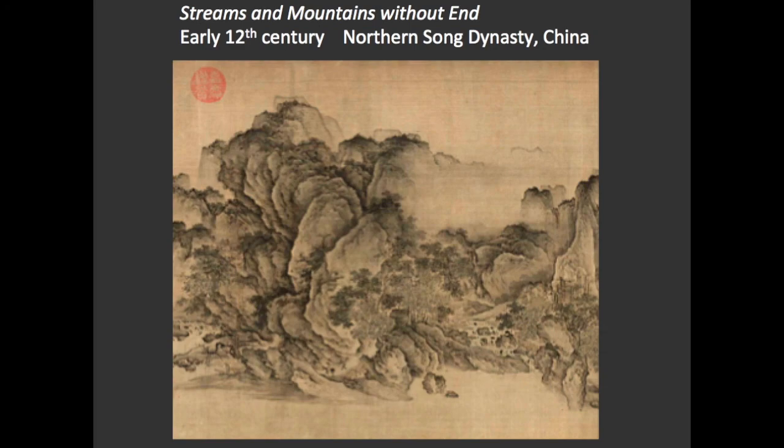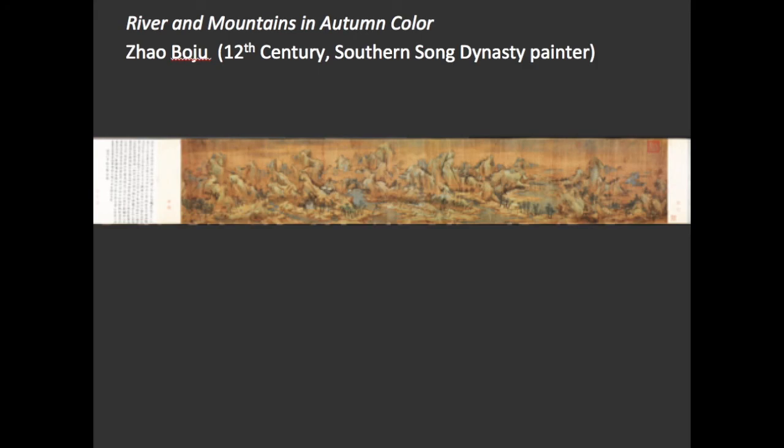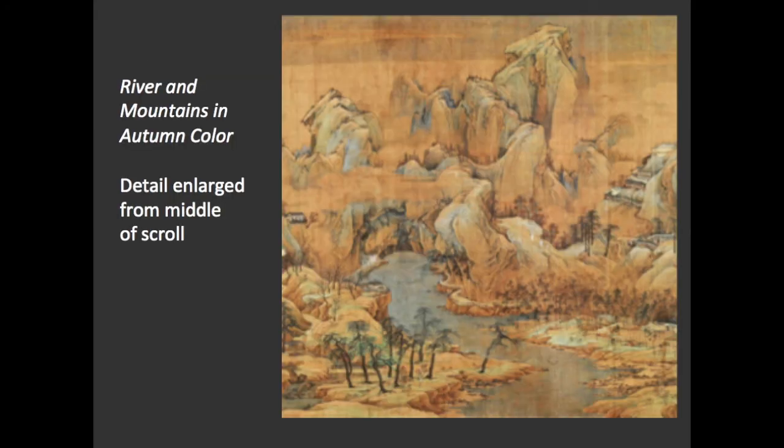Another classification or mode identified and described by Sherman Lee in the History of Far Eastern Art is the courtly mode. An example of the courtly mode is observed in this painting by Zhao Buju. This is River and Mountains in Autumn Color. Here is the entire scroll opened. Here is a more enlarged detail of the scroll.